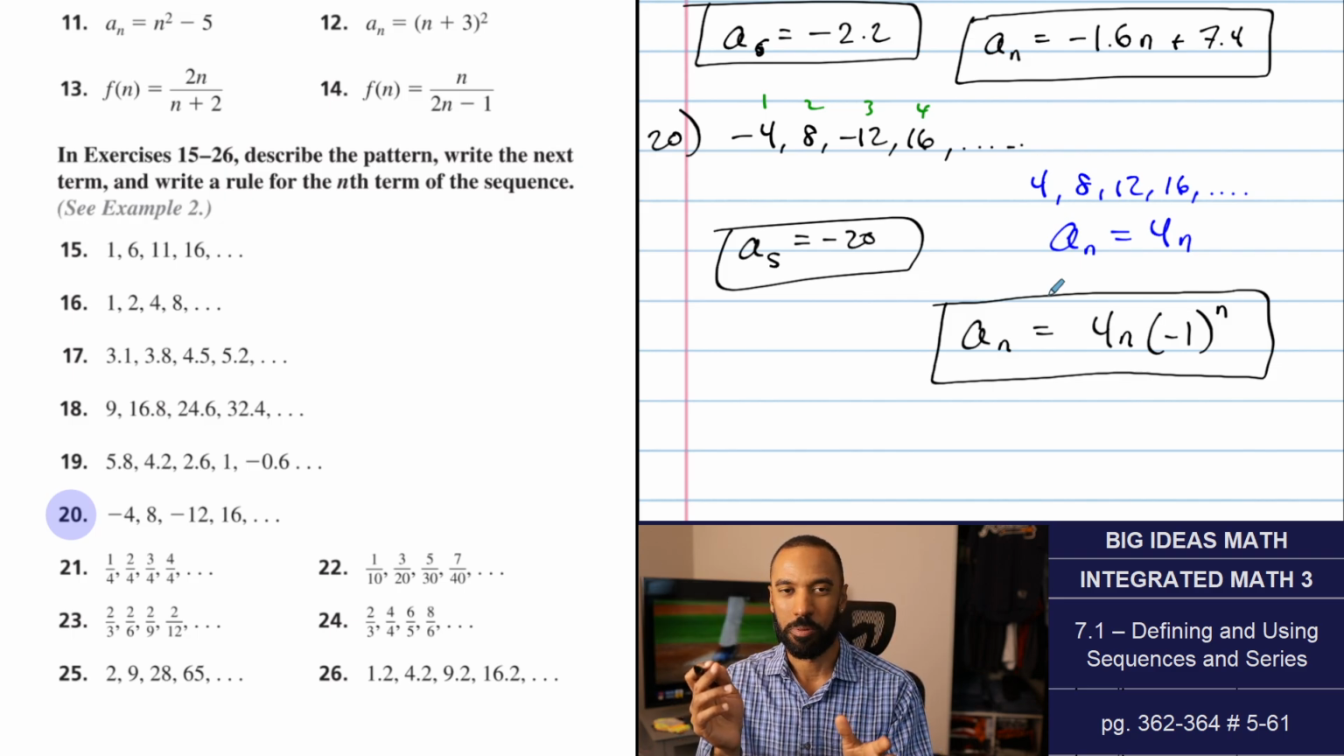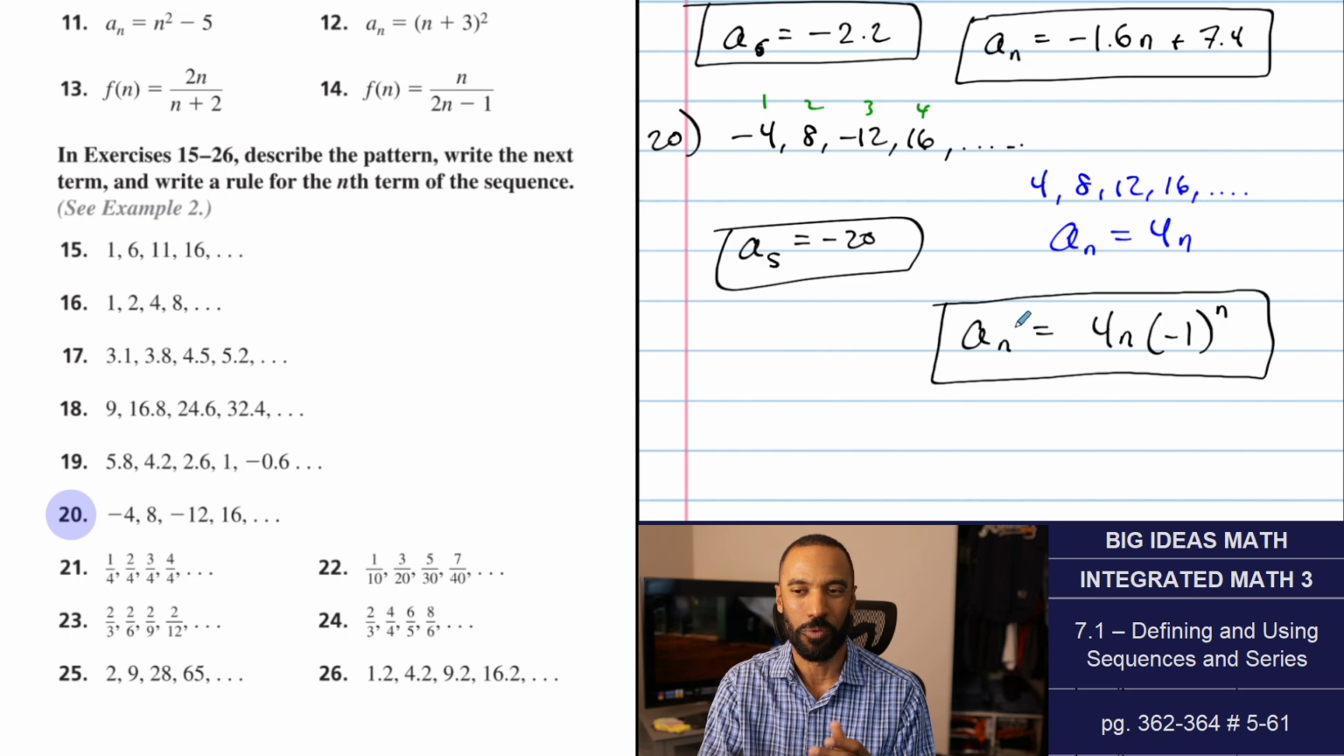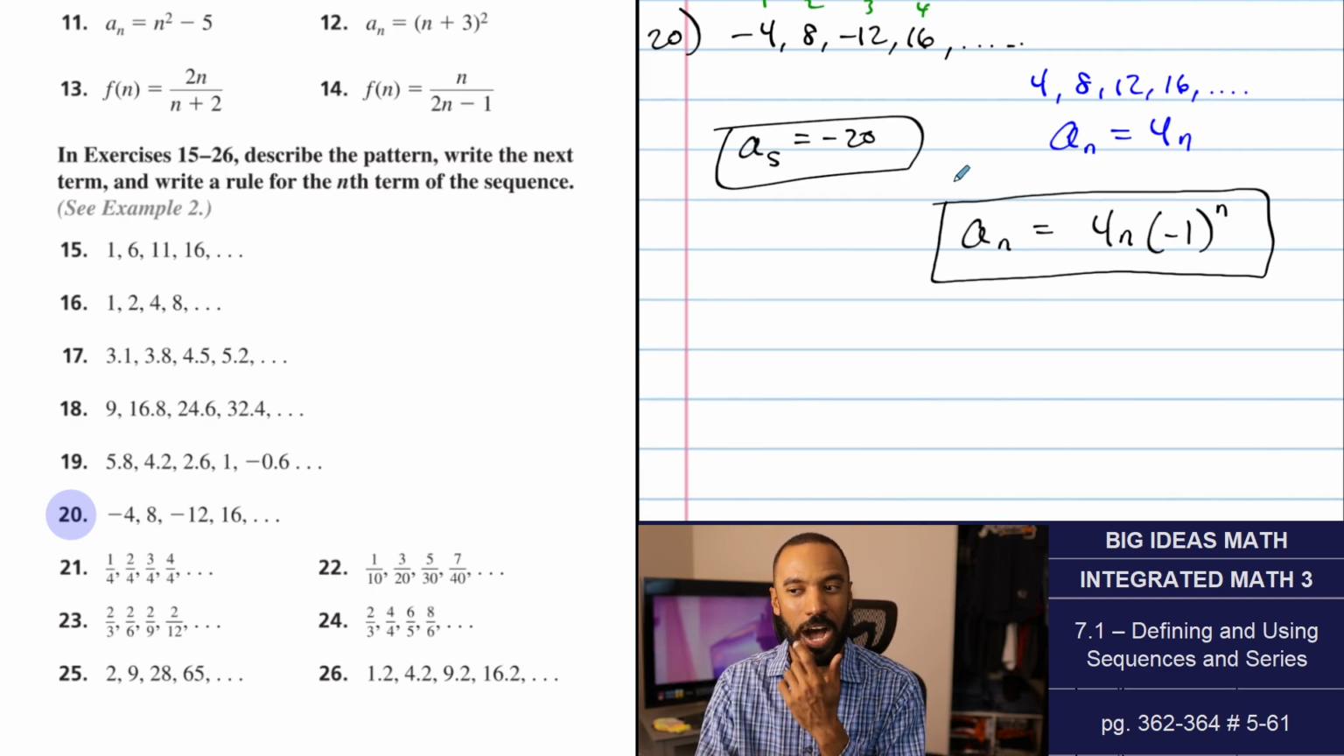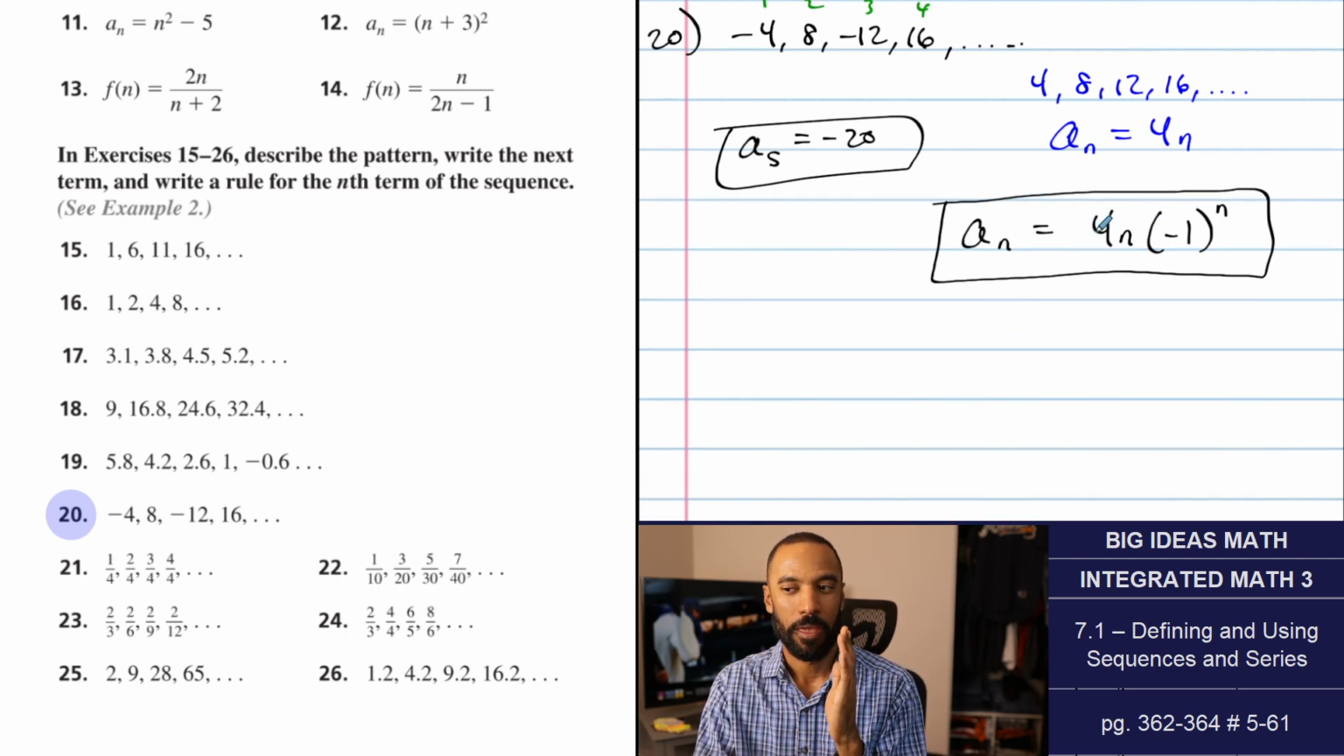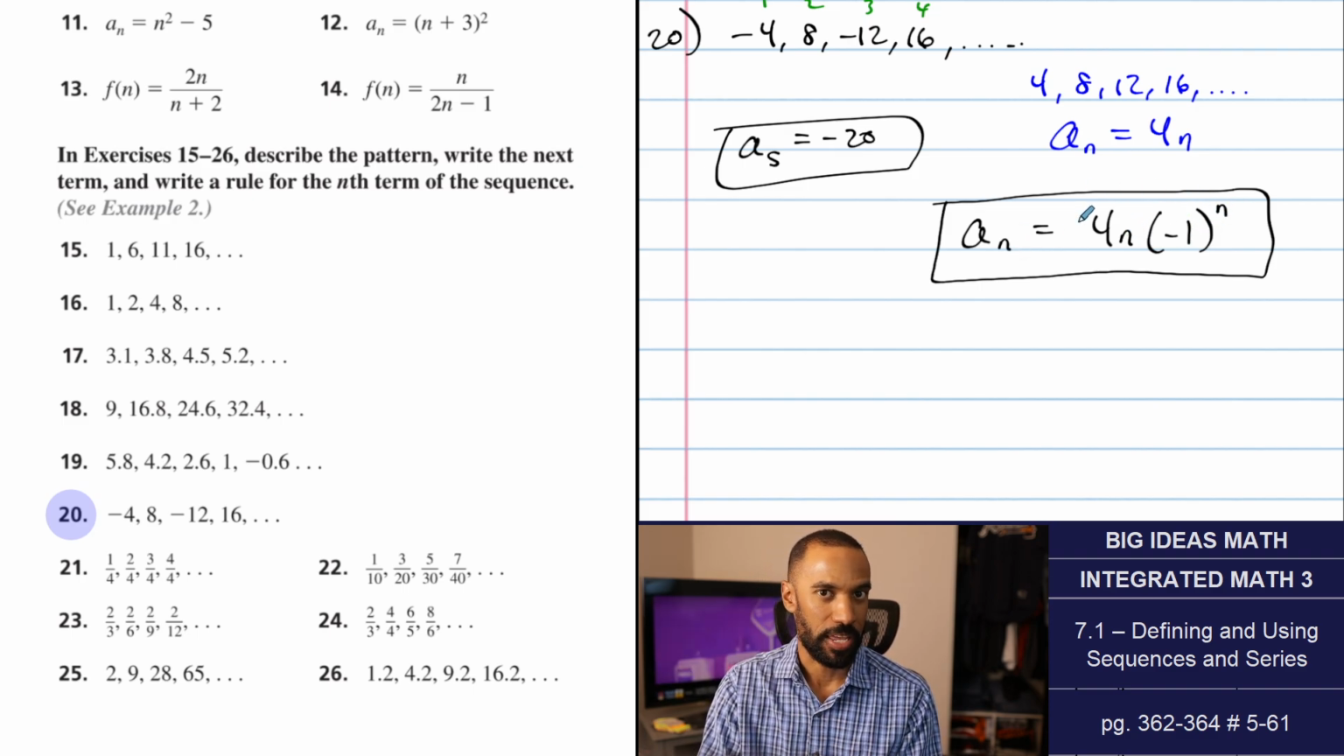And since we have 6 more problems, I hope the next 6 aren't as tricky as this one would have been to explain. But see if this works. Let's substitute 5 into here. 4 times 5 is 20. Negative 1 to the 5th is negative 1. 20 times negative 1 is negative 20.